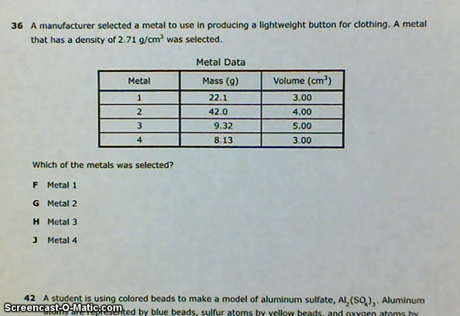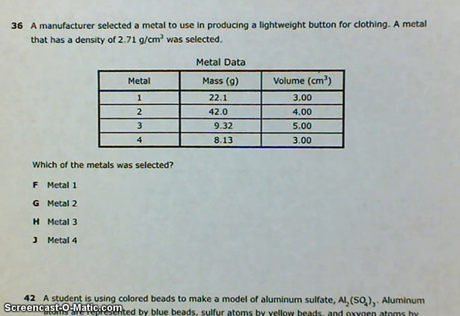Number 36, a manufacturer selected a metal to use in producing a lightweight button for clothing. A metal that has a density of 2.71 grams per cubic centimeter was selected. Which of the metals was selected? Metal 1, 2, 3, or 4?